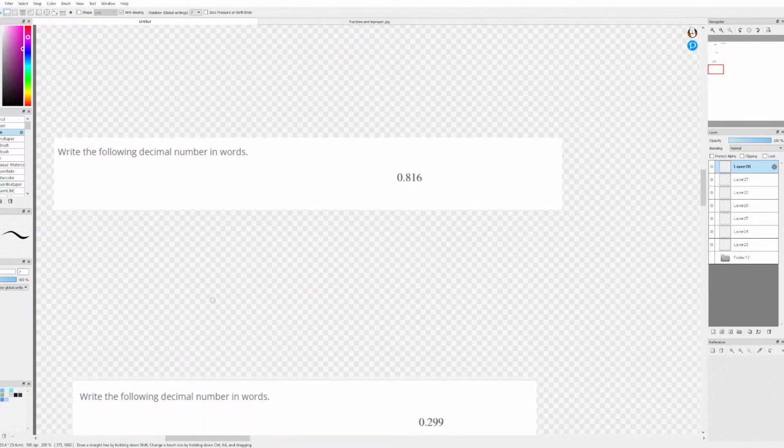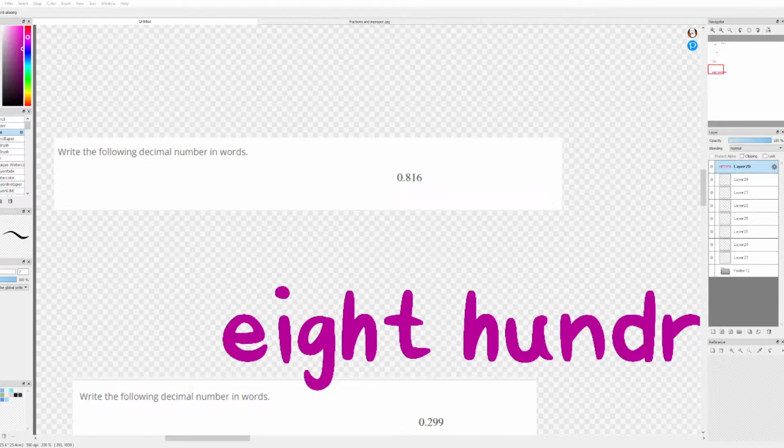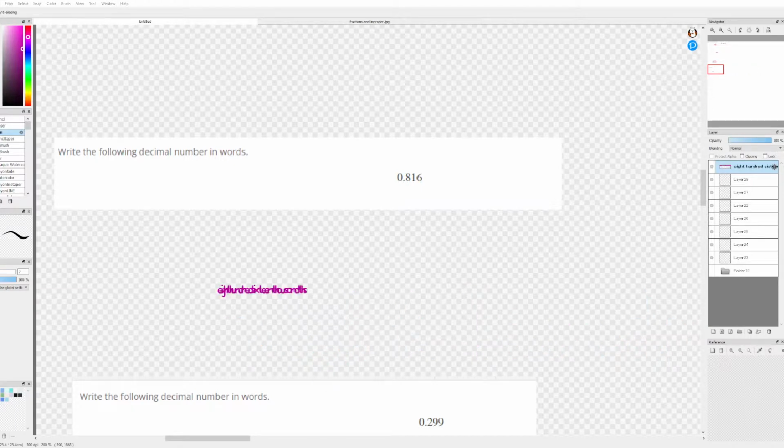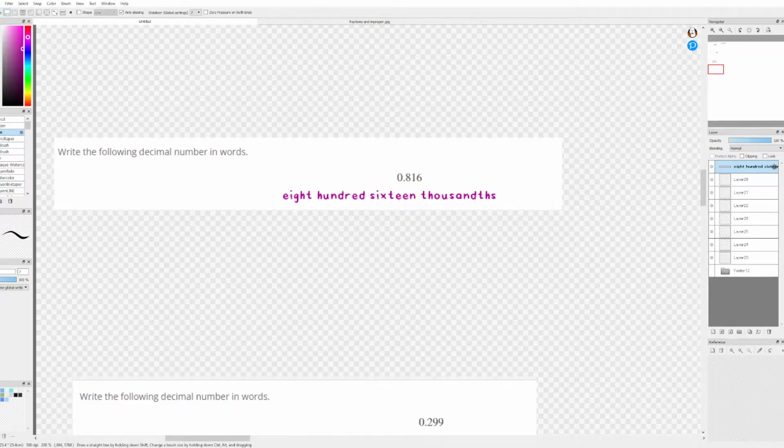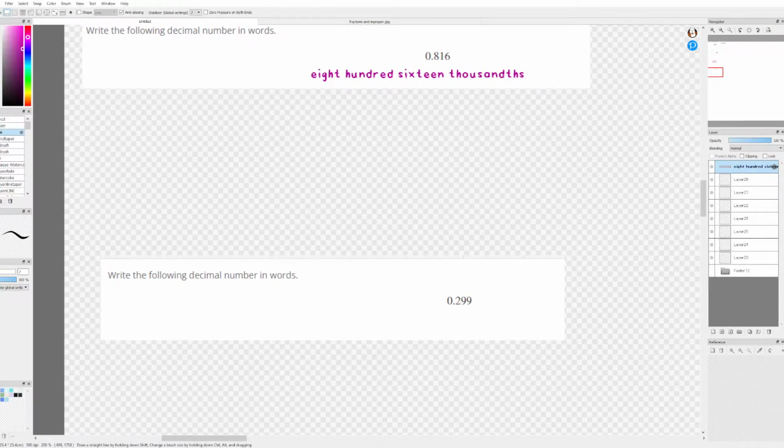Write the following decimal number in words. This one is annoying. Basically, it is 816 thousandths. Yeah, be sure to have the "th" there.